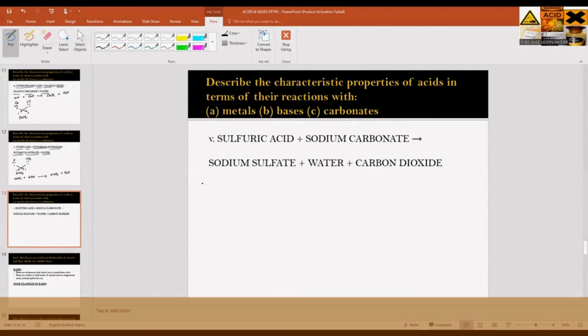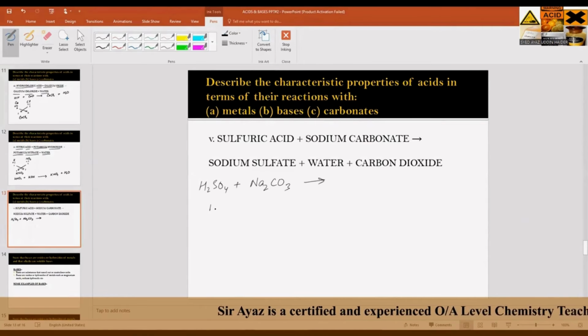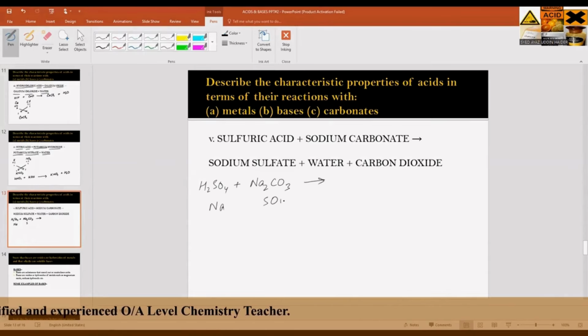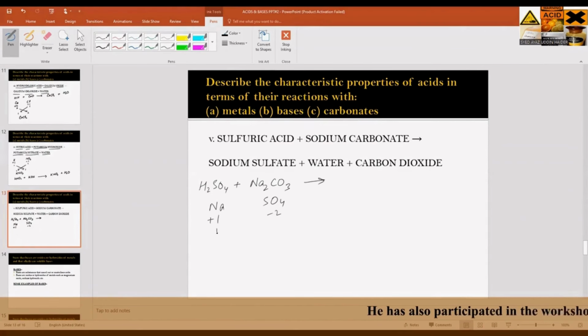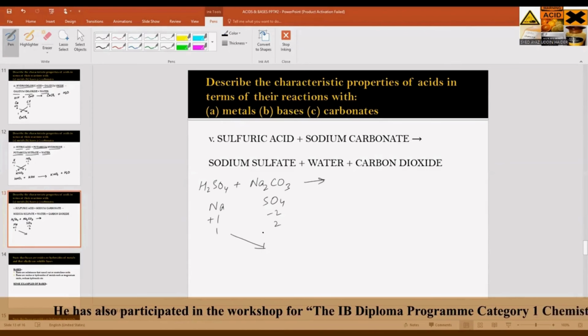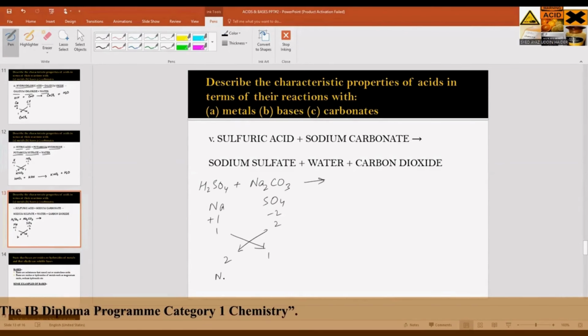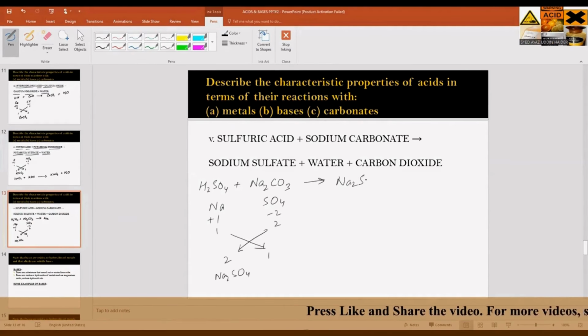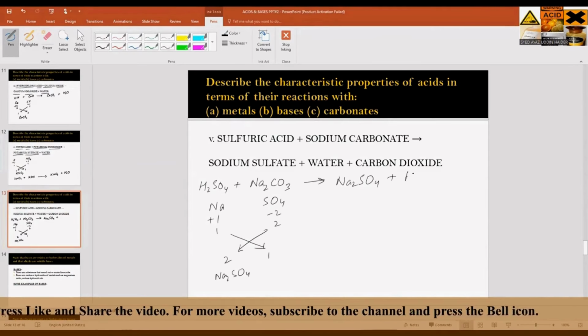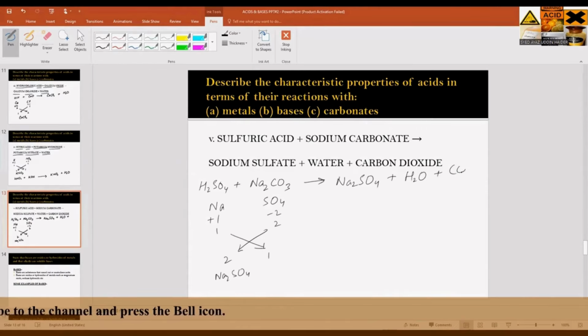I'm writing the formula for sulfuric acid, which is H2SO4. Sodium carbonate is Na2CO3. The product is sodium sulfate. So let's predict the formula between sodium and sulfate ion. Sodium belongs to group 1, so it must carry +1 charge. Sulfate carries -2. Ignoring their charges, these subscripts 1 and 2 will be exchanged. So you will get Na2SO4, which is sodium sulfate. The other products will be water, H2O, and carbon dioxide, CO2.